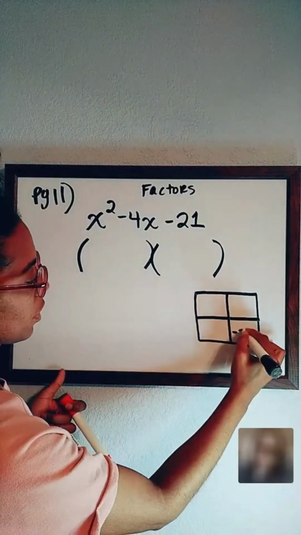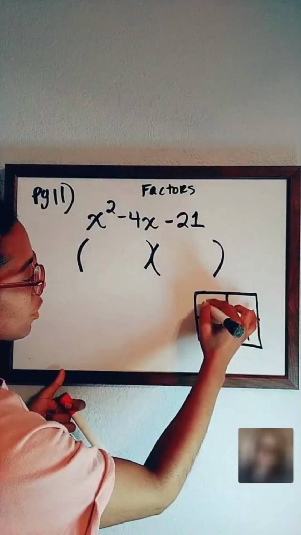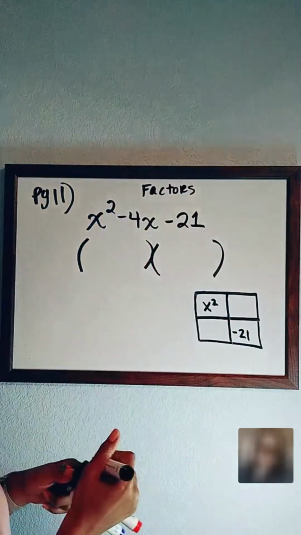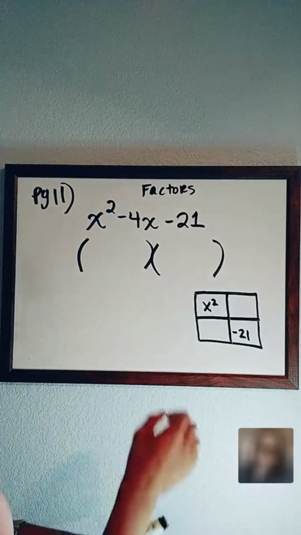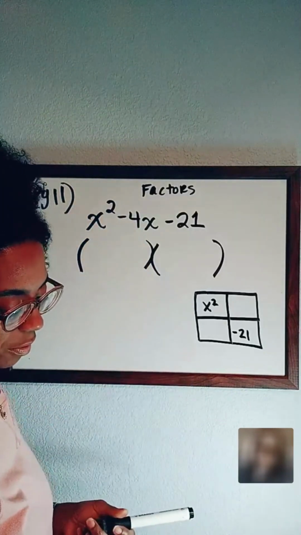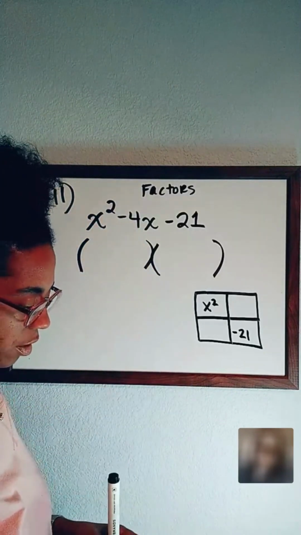The negative 21 goes here. The x squared goes here. And remember, we still have to figure out the two numbers that multiply, the two factors. We still have to, so it don't really matter. We still have to figure out the factors that go there and there.